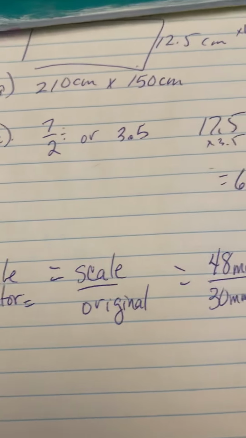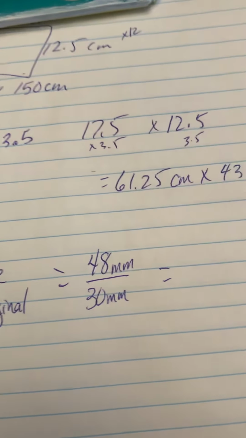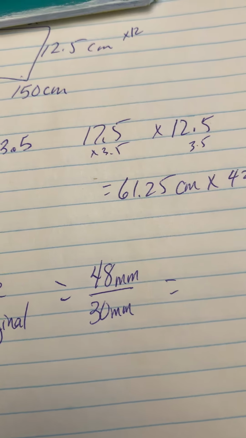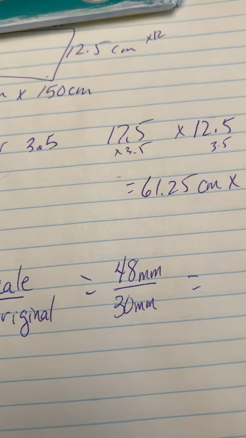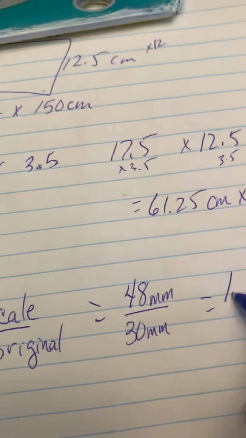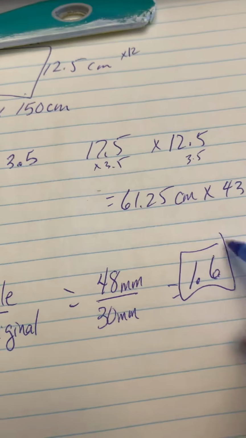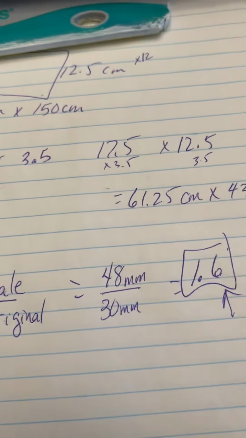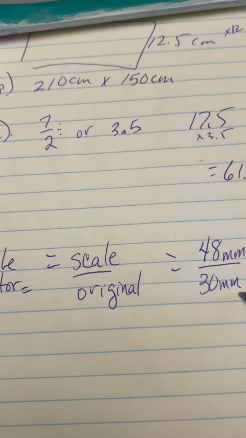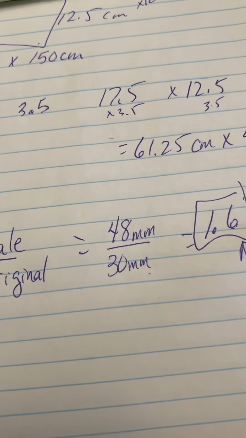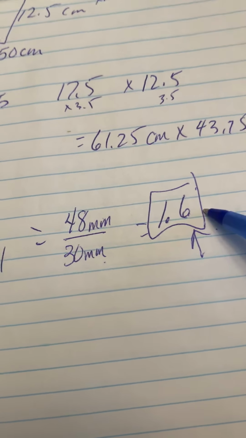Now you can reduce the fraction, or you can simply divide and give it to me as a decimal. 48 divided by 30, and you should get 1 6/10. No unit. And you know that you messed up if you put the 30 over the 48, because you're going to get a scale factor that would be less than 1, and that would be a reduction.